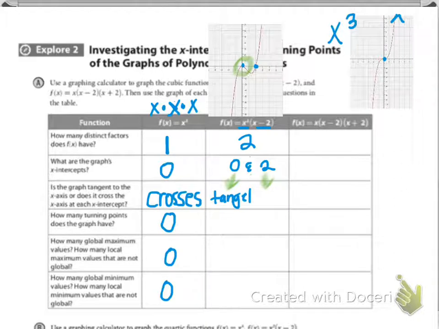So we could, oop, I didn't even spell tangent right. T-A-N-G-E-N-T. And then this one crosses. Ooh, it's kind of a busy table there.